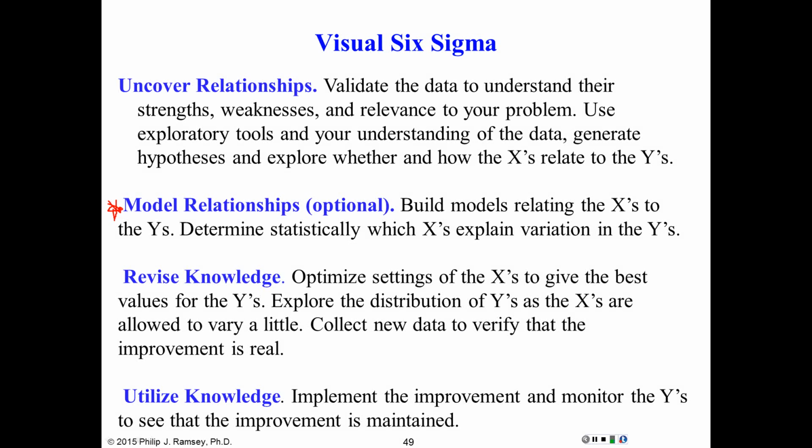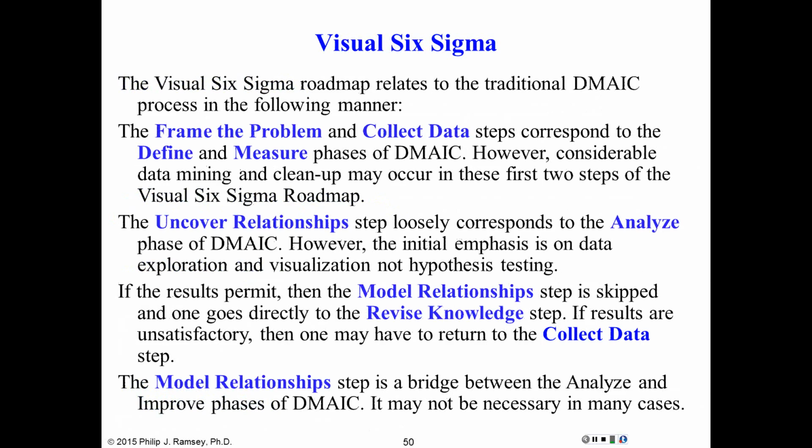Then we have a stage called revising knowledge. Basically what this would represent is we'd look for ways to improve the process or manufacturing or service, and then test out the potential solution and implement it. And then finally, utilize knowledge is basically we implement improvements and then we monitor them to see that the improvements have been achieved. Okay.